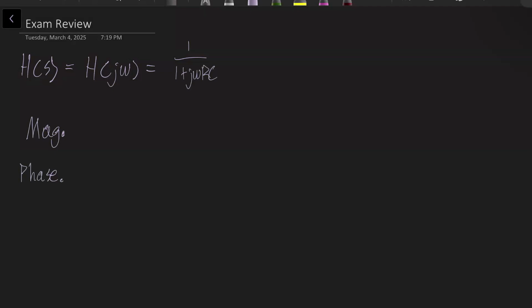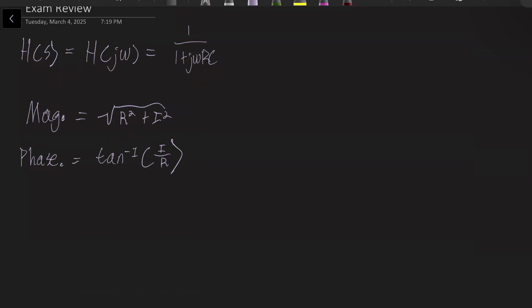So our magnitude equation is going to be, the simplest way to do it, the square root of your real component squared plus your imaginary component squared. And for your phase, it's going to be the inverse tangent of your imaginary component over your real component. That's the simplest form of your magnitude and phase equations. Now, how do we actually apply these to our transfer function?